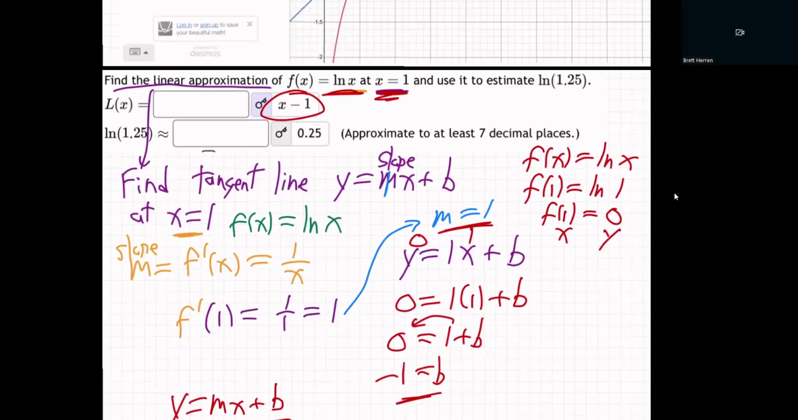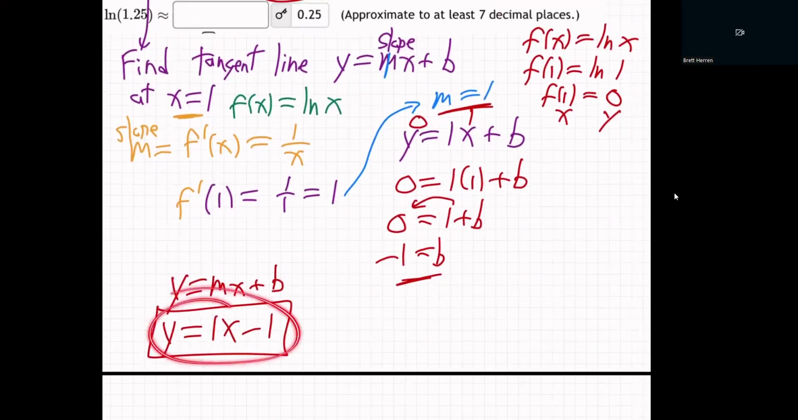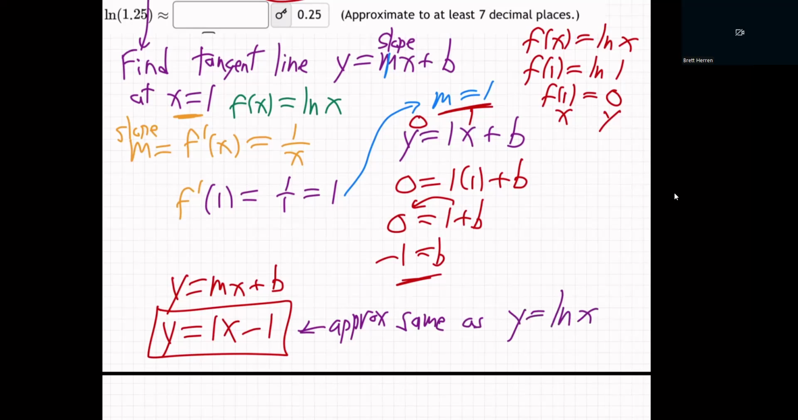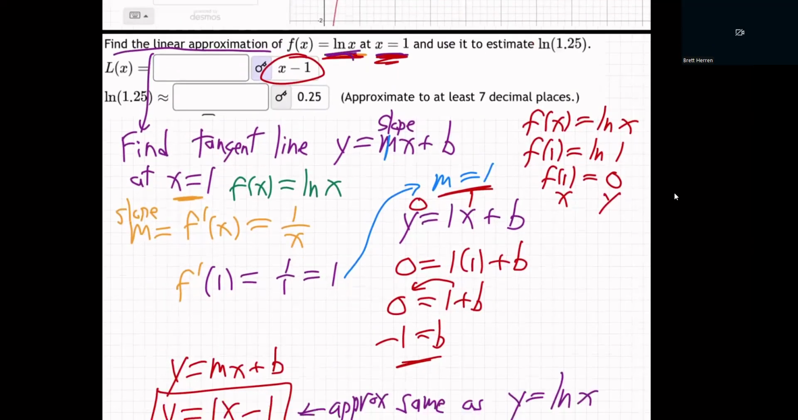Now it says then the natural log of 1.25 approximates, see that shaky equal sign there? That means not exactly equal, but approximately equals what? Approximate to at least 7 decimal places. So how am I going to do that? Well, we're saying that this equation right here, this tangent line, is approximately the same as y equals natural log of x, our original function.